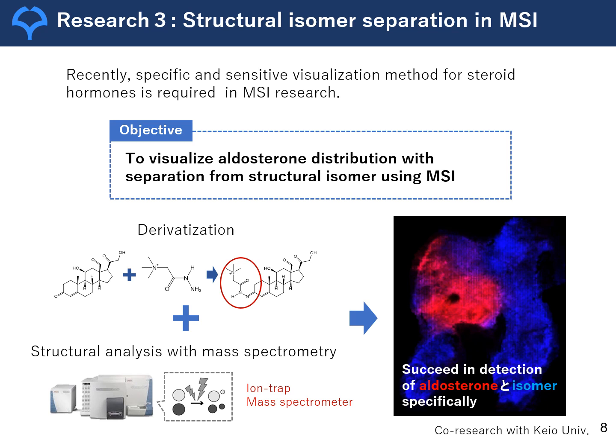Therefore, derivatization was performed using a reagent that specifically reacts with a specific structure of the steroid hormone. Then, the structural analysis with mass spectrometry was performed. As a result, we succeeded in detecting aldosterone and isomers separately in the adrenal gland.